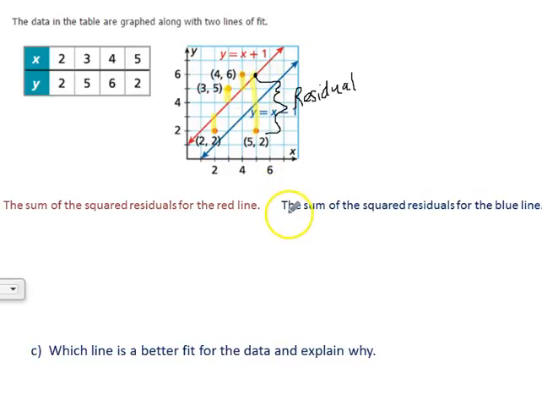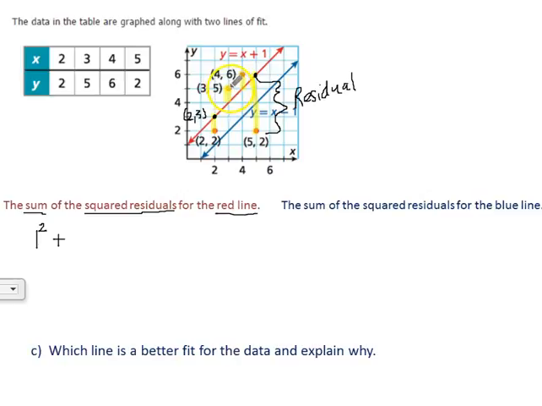That is your residual. So since I've got all the residuals highlighted for the red line, let's go ahead and find the residuals for the red line. So let's start with this point right here, 2, 2. And then the point that falls on the line is at 2, 3. So we see the vertical distance between 2, 2 and 2, 3. So we want to focus on the vertical. There's 1 unit. So I'm going to put 1 for my residual. And then I'm going to square it, and then I'm going to add it because we're finding the sum of the squared residuals for the red line.